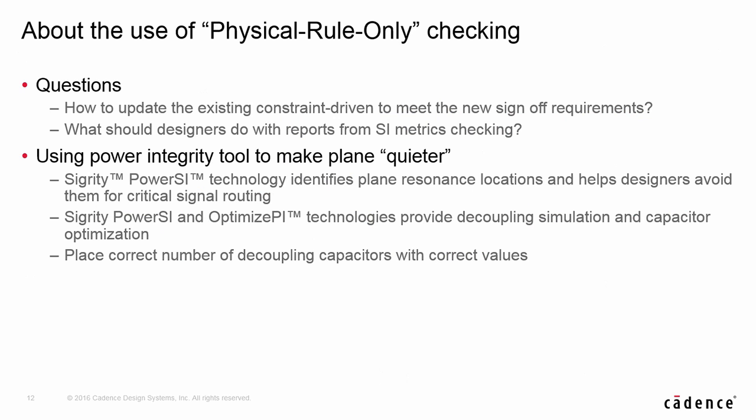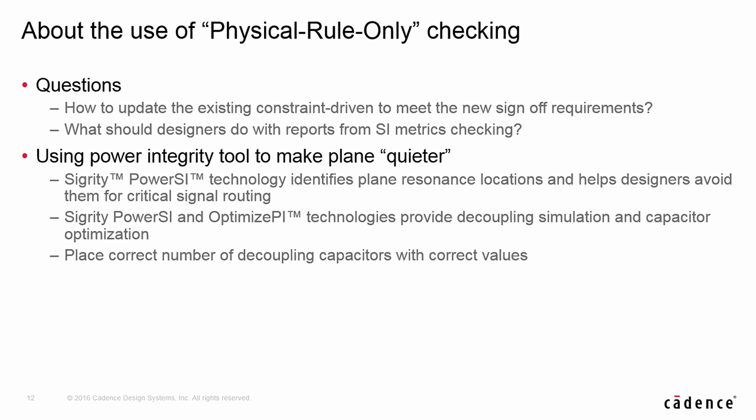The remaining question now is if the constraint-driven flow will still be valid. What should the designers do with the checking result from SI matrix? We should remember the goal of any design checking is to use other, more detailed simulation tools to evaluate the severity of the problem found and for designers to decide if any modification is needed. With the power-aware checking, the goal is the same.